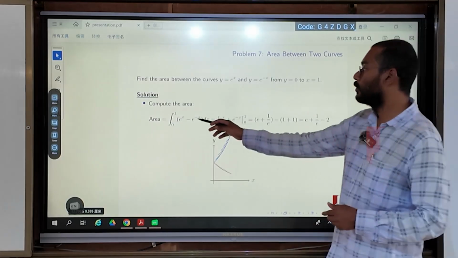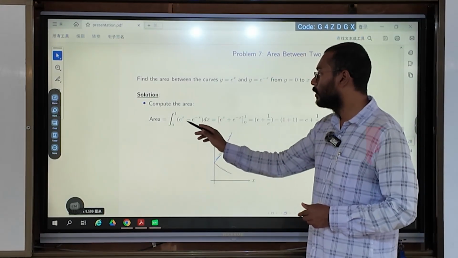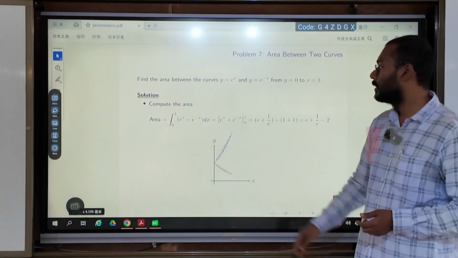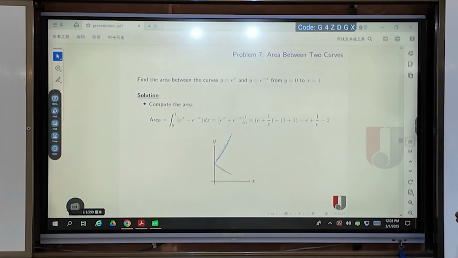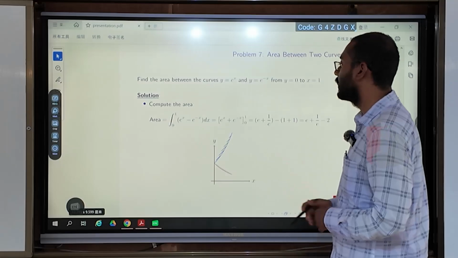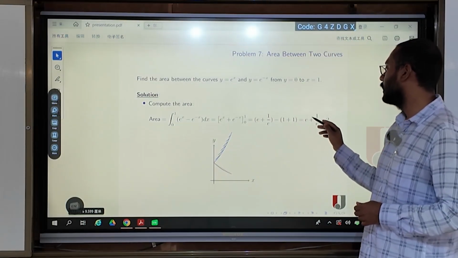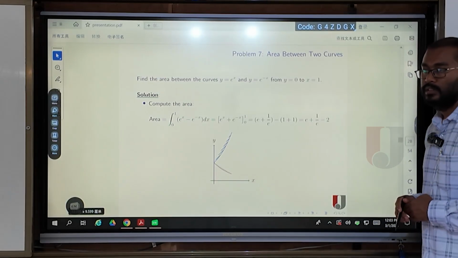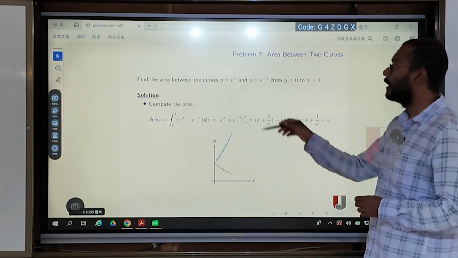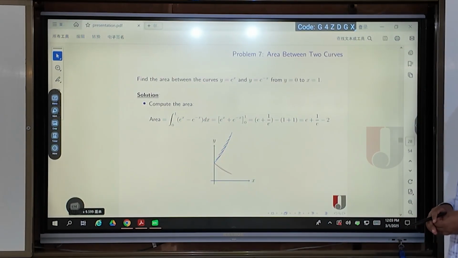See here, e to the power x minus e to the power minus x. Which curve is the above curve? This e to the power x is above, and this is below, this is the e to the power minus x curve. So the integral of e to the power x minus e to the power minus x dx from 0 to 1. Now if you simply integrate, we get e to the power x plus e to the power minus x from 0 to 1, and it will come e plus 1 by e minus 2. In that way we can solve the area under the curves e to the power x and e to the power minus x from 0 to 1.